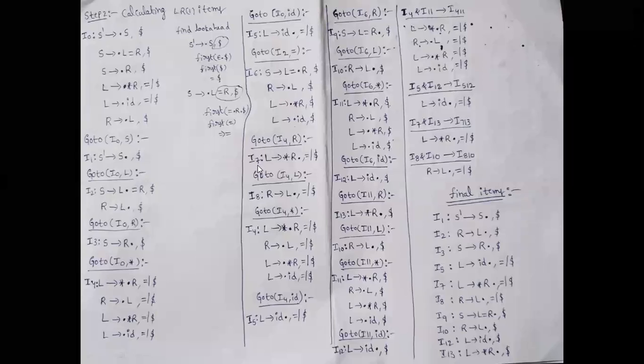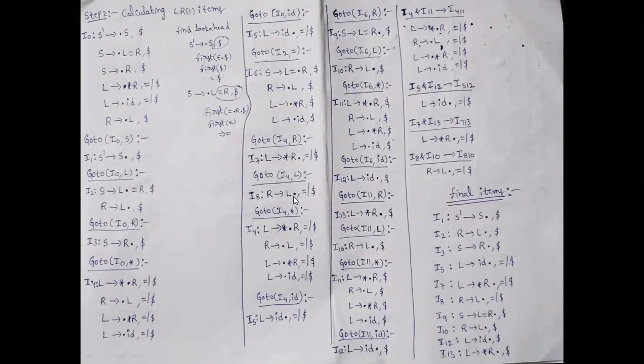So considering the next one, I7. After the dot there is no terminal and no non-terminal, so it is a final production. No need to expand this one. Next I8, it is also a final production. No need to apply go to. So I4, we applied it in a previous one, so no need to apply go to on I4 again. I5 is already a final production. I9 is a final production. I10 is a final production.